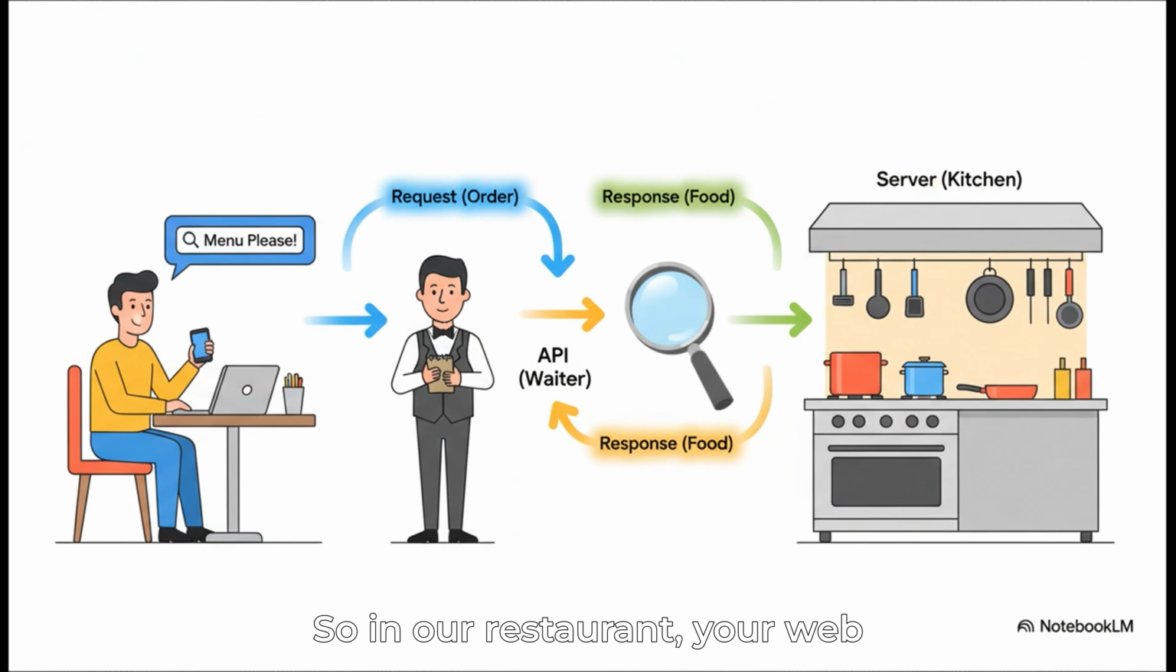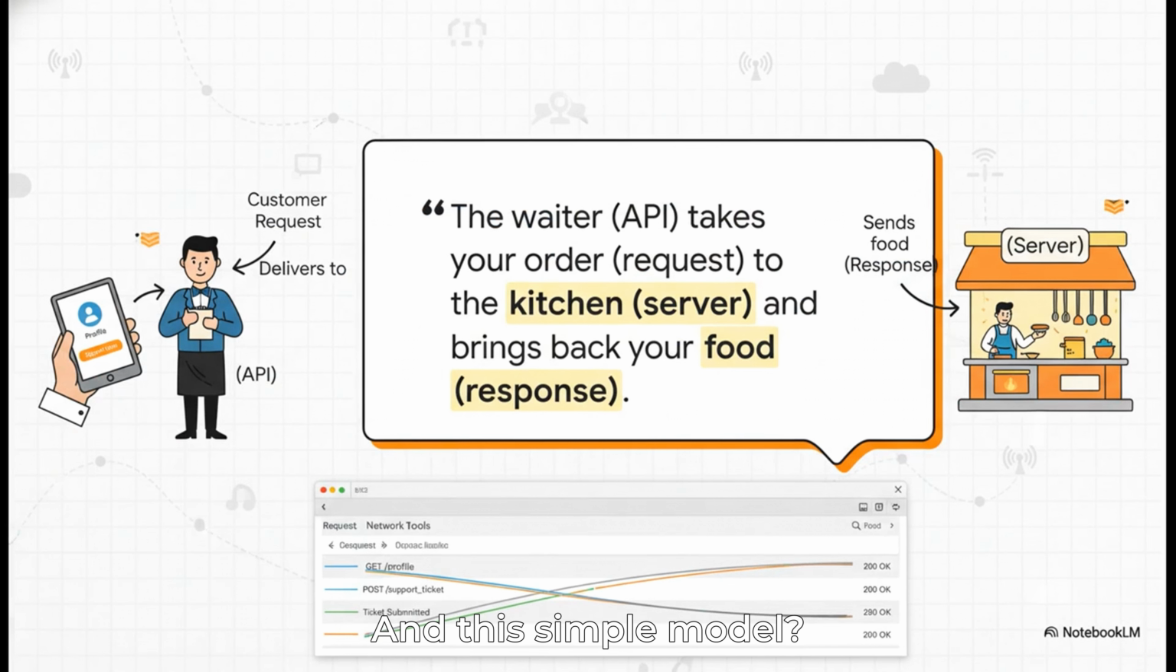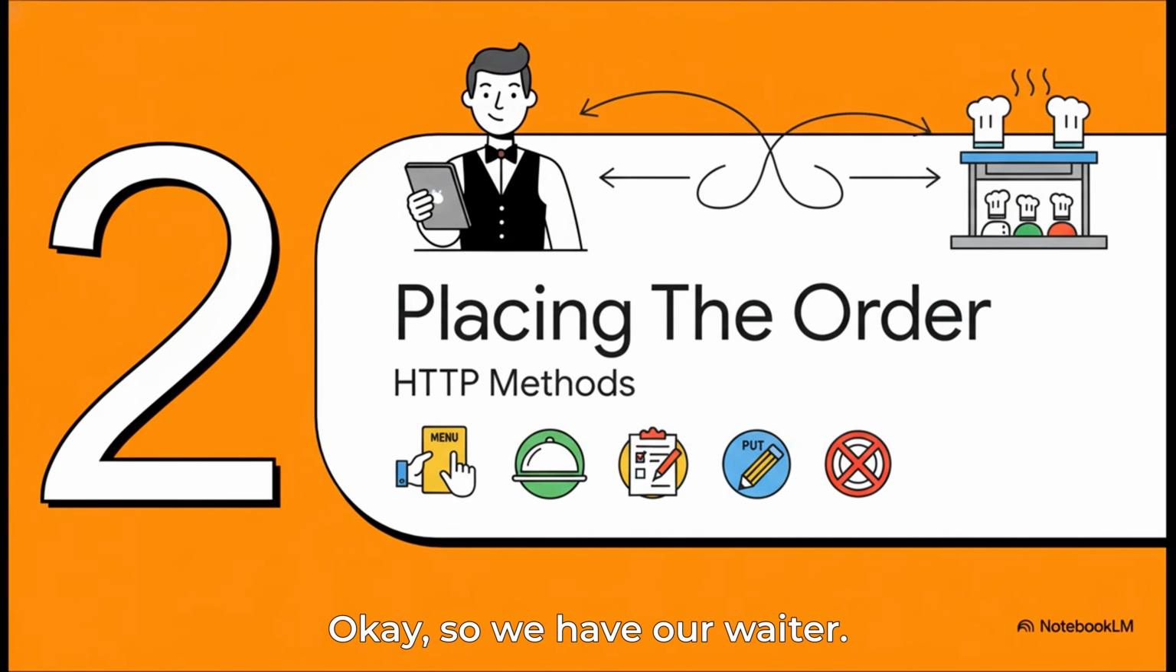So in our restaurant, your web browser is the customer. The server, where all the data lives, is the kitchen. And the API? Yep, you got it. The API is your waiter. It takes your request, runs it to the kitchen, and brings back exactly what you ordered. Simple as that. And this simple model? It's everything. A customer makes a request, the waiter, our API, delivers it, and the kitchen sends back a response. This is how pretty much all modern websites and apps talk to each other. Every time you load a customer's profile, every time you submit a support ticket, this exact little dance is happening behind the scenes.